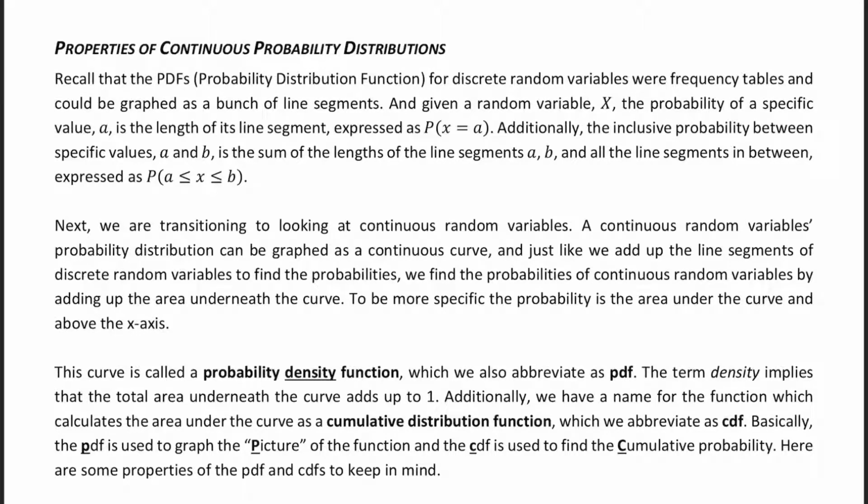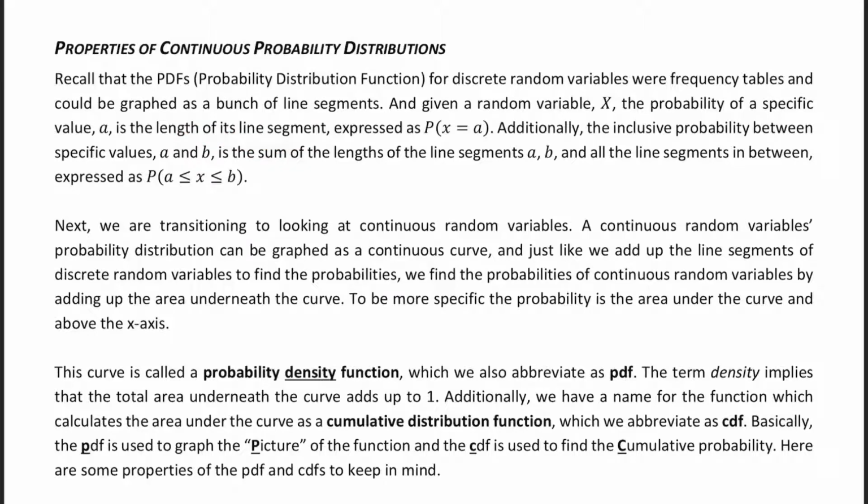But before we dive into talking about the normal model, let's talk about continuous random variables. Previously we were familiar with discrete random variables. The discrete random variables were just these finite countable numbers. And when we were looking at the probability distribution functions, or the PDFs, of those discrete random variables, they were basically a bunch of line segments. And when we were answering probability questions, we were basically finding the height of those line segments.